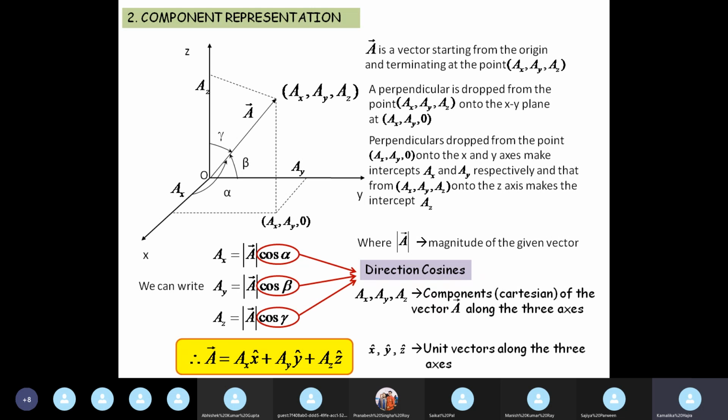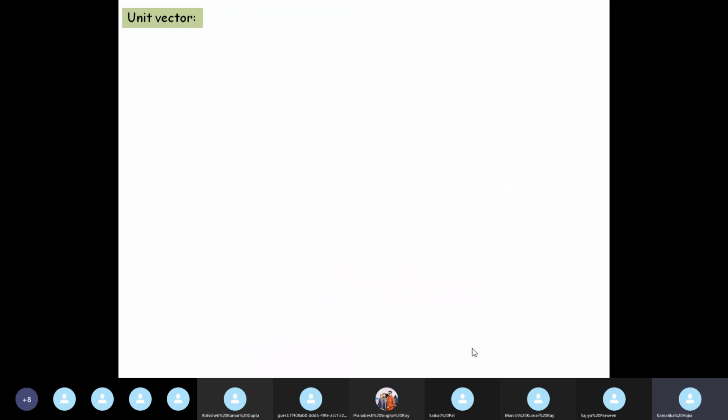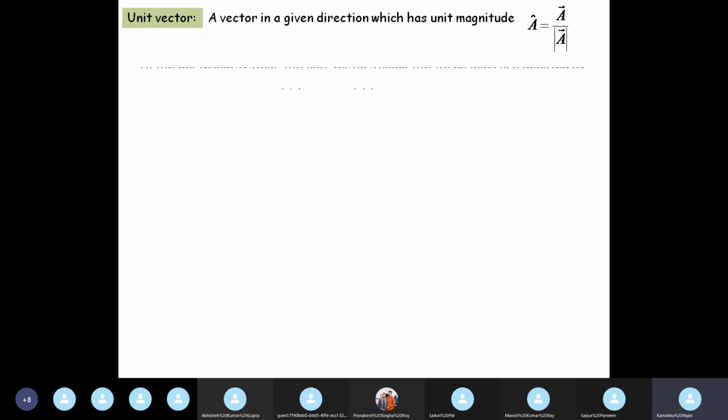Now, since we came across this term unit vector, let us see what a unit vector is. A unit vector is a vector in a given direction that has unit magnitude. How do we get a unit vector? We usually represent the unit vector like this: A hat equal to vector A divided by its magnitude. So if the vector A is given and you are asked to find the unit vector, then you simply divide the vector by its magnitude. I hope all of you know how to calculate the magnitude, and you get the unit vector.